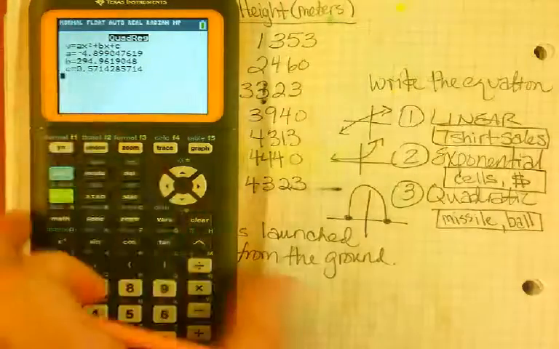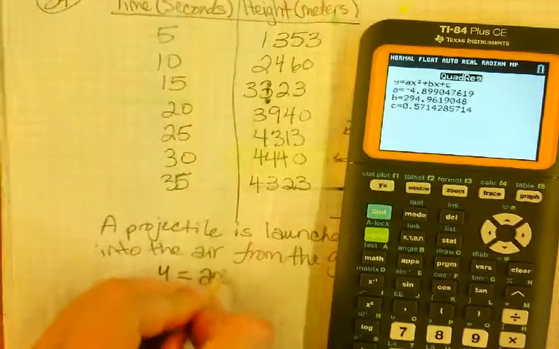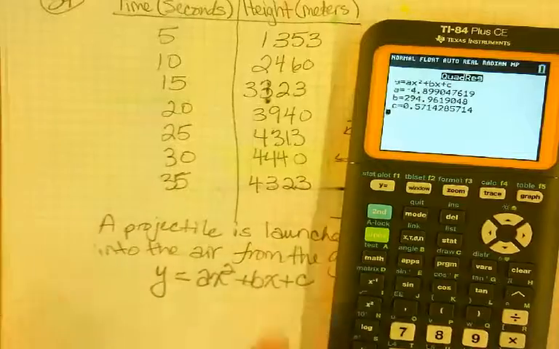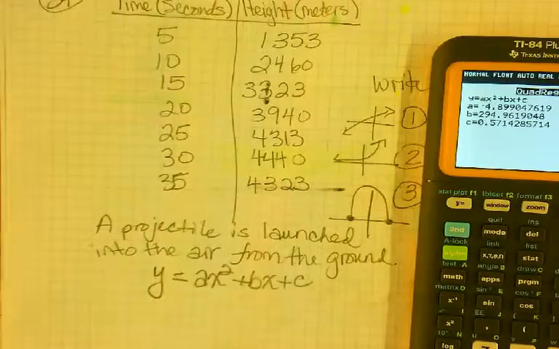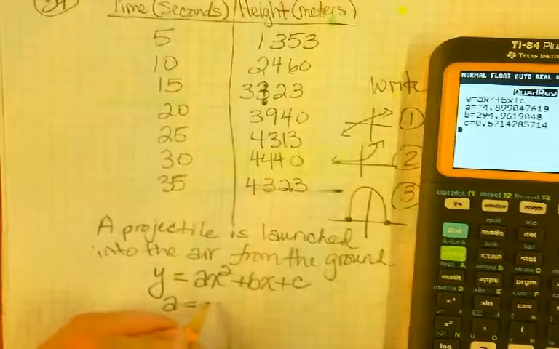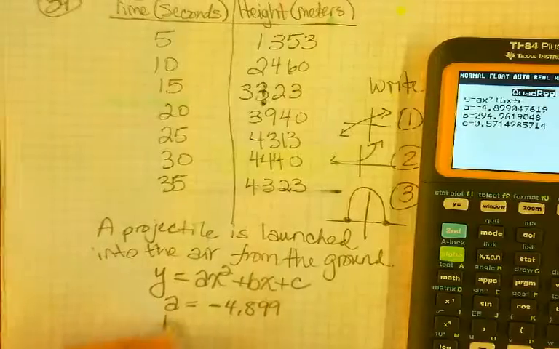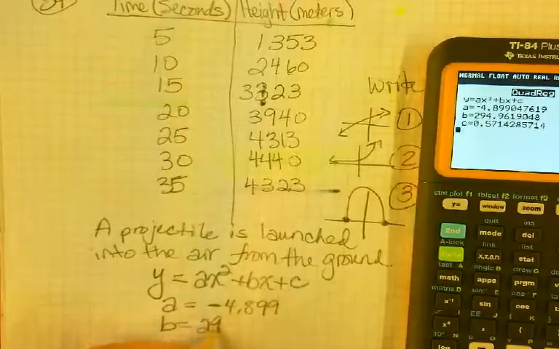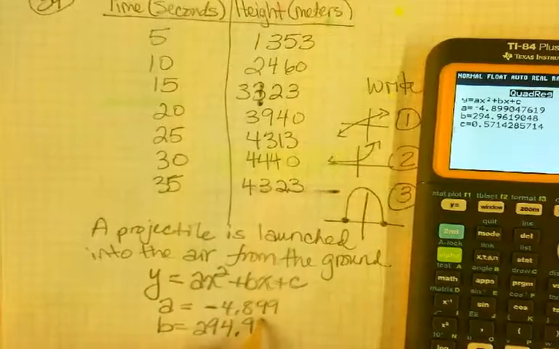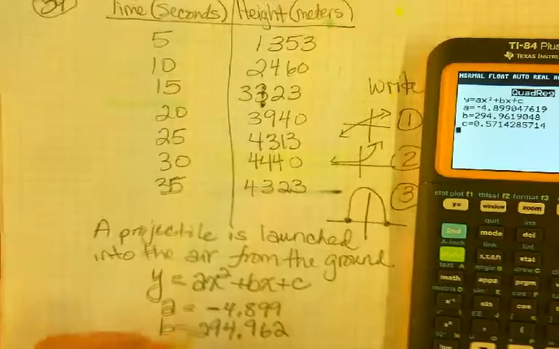So copy. Y igual a x elevado a 2 más b x más c. Y la a igual negativo 4.899. B igual 294.96 y 2. Okay, la C.